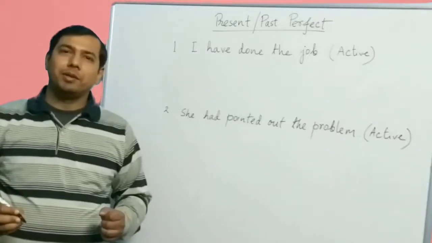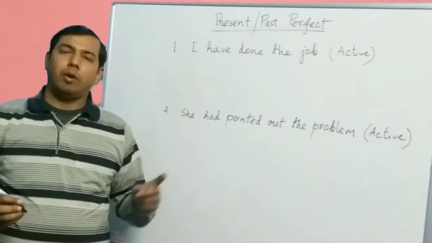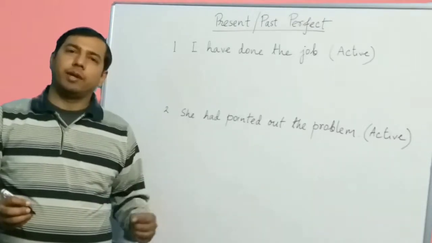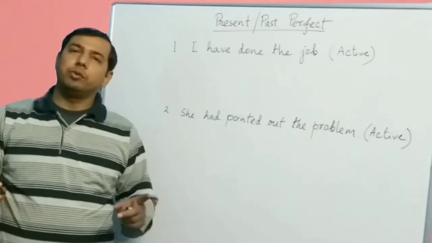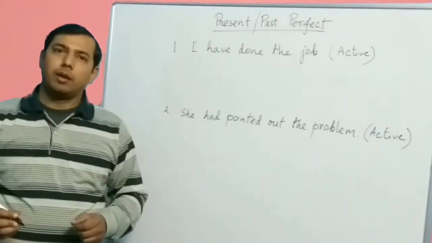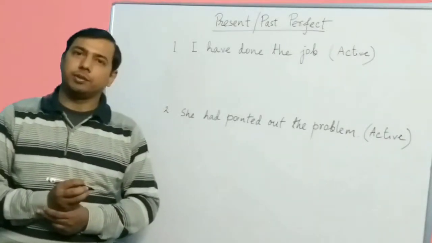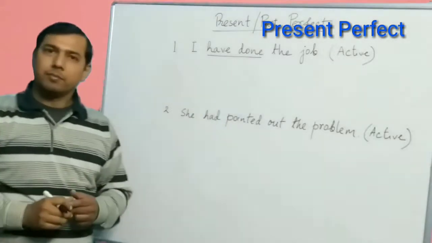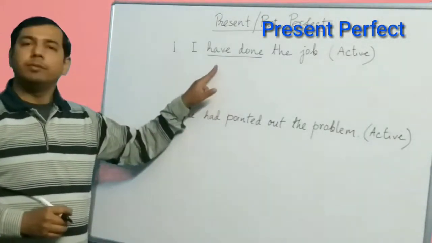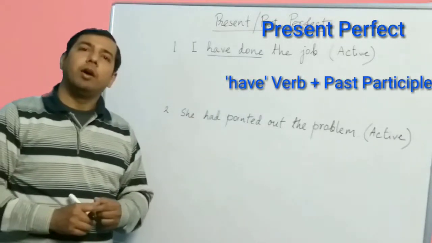Hello everybody. Today we discuss the change of voice of present perfect and past perfect. We change from active to passive. The first sentence, I have done the job, is in present perfect. Have done. We have one have verb and the past participle form, or the third form, of the main verb.